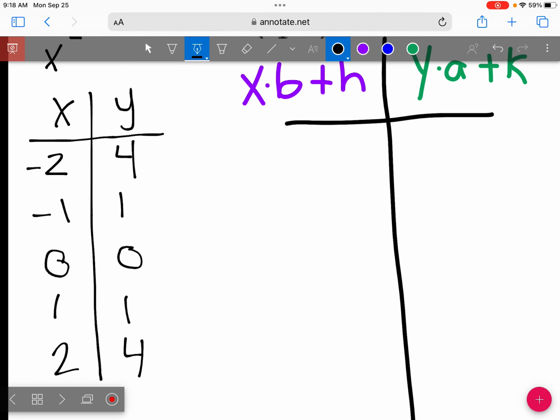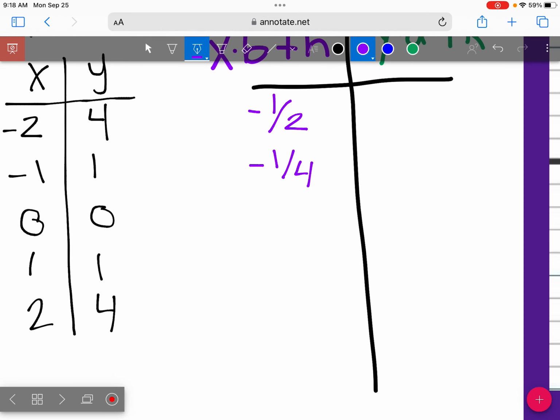Because we're going to take our x values from our parent table times our b, times that 1/4, plus our h. So what is negative 2 times 1/4? Negative 1/2. What is negative 1 times negative 1/4? Negative 1/4. 0 times negative 1/4. 1 times 1/4. And 2 times 1/4, 1/2. So it changed my x values.